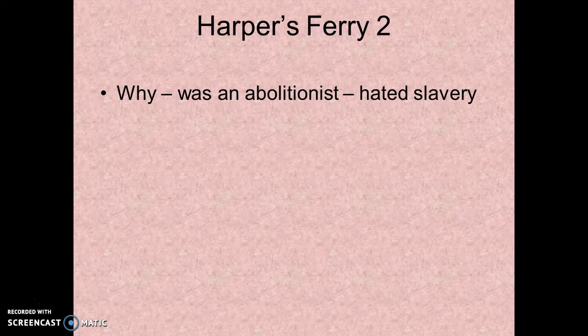Well, the why, obviously we've already discussed this. He was an abolitionist. He hated slavery, thought it was completely horrible, and wanted to do anything he could to end slavery.